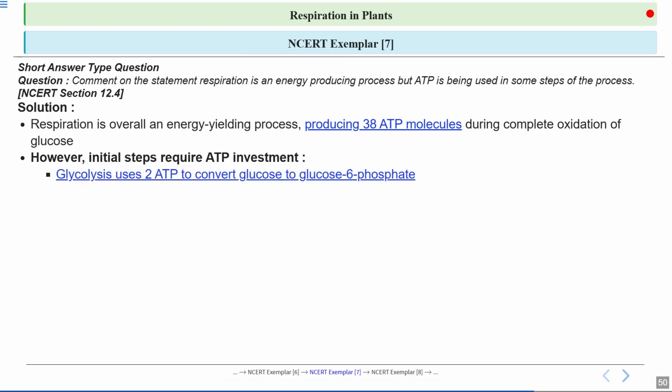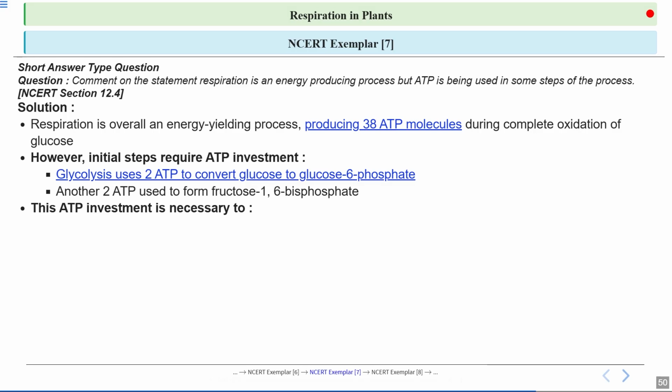The first ATP investment occurs during glycolysis. What happens here? The cell uses 2 ATP molecules to convert glucose into glucose 6-phosphate. Then another 2 ATP molecules are used to form fructose 1,6-bisphosphate. So in the early steps of glycolysis, a total of 4 ATP molecules are spent to prepare glucose for further breakdown.